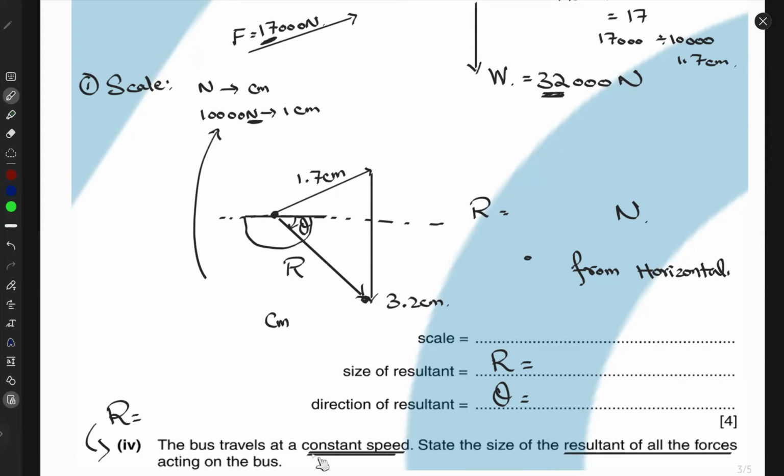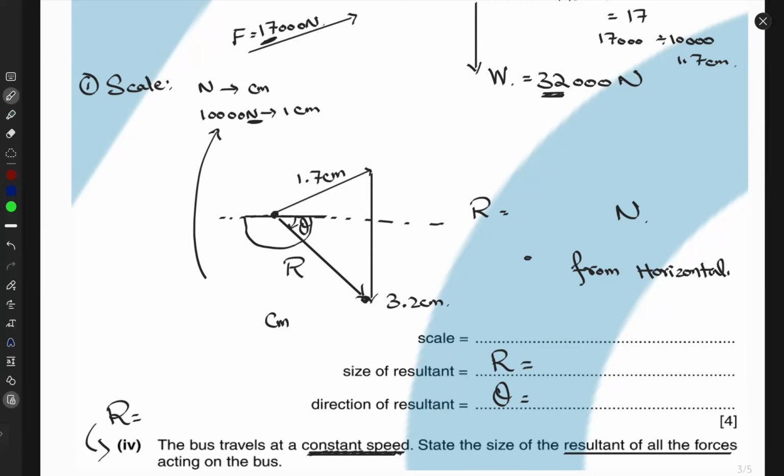The stress is on this point, constant speed. What does it mean if the speed is constant? I think it would be 0. Yes, exactly. It would be 0, right? Any reason for that thought? Because there is no force acting upon it. Exactly, it's just going straight.